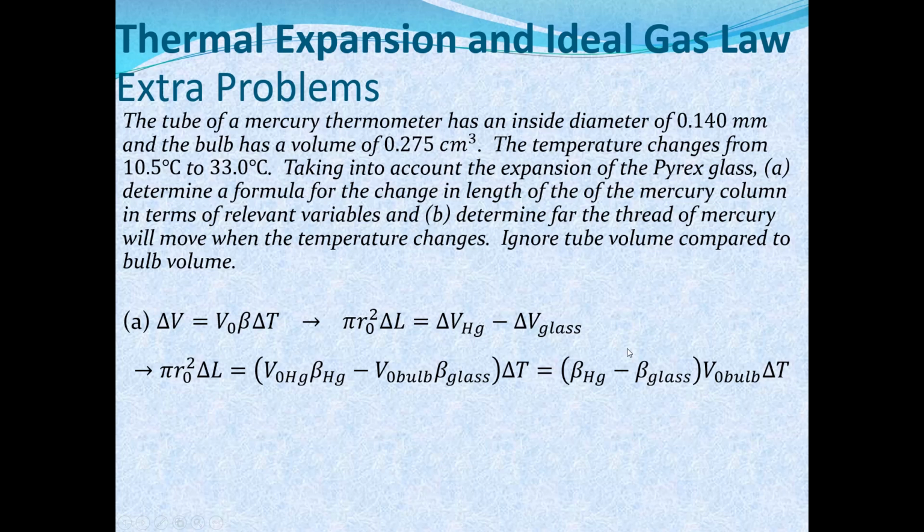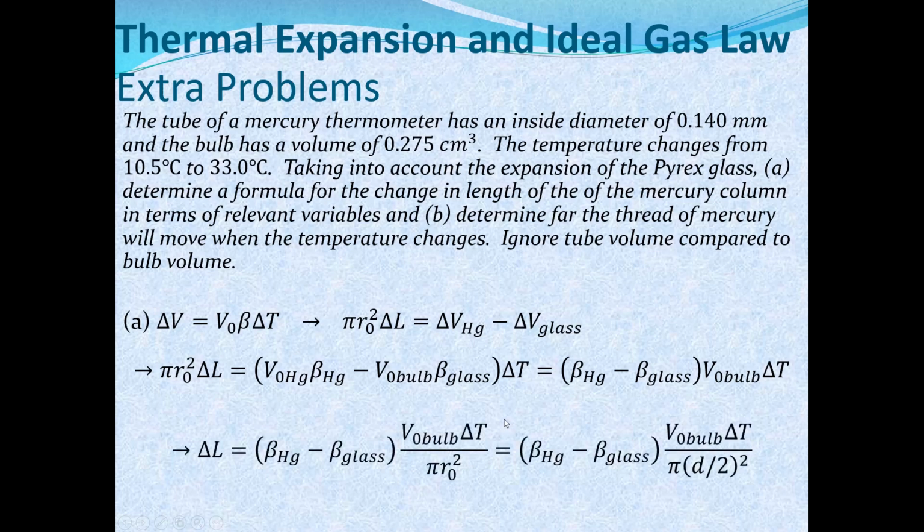So what we can do is use this equation and plug that in for the mercury and the glass. Of course, both of them are going to have the same change in temperature, so I could just pull that out. And then we also know that for the most part, the original mercury and the bulb had the same volume. So I can pull that out and move the pi r squared over, and I get this equation for the change in the length based off of the expansions of the mercury and the glass.